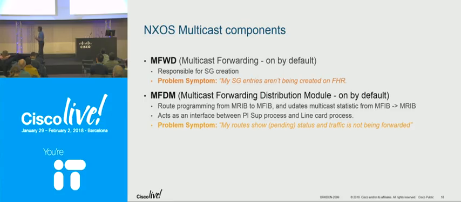MFDM is a component that basically sits between the MRIB in the supervisor and the MFIB in the line card. This is a component that takes all the state entries created by the MRIB and digests them into something that can be understood by the MFIB, because of the different line cards.